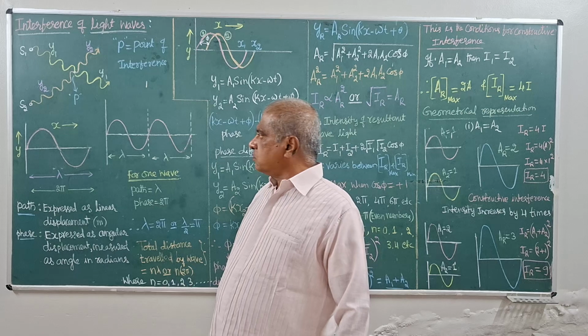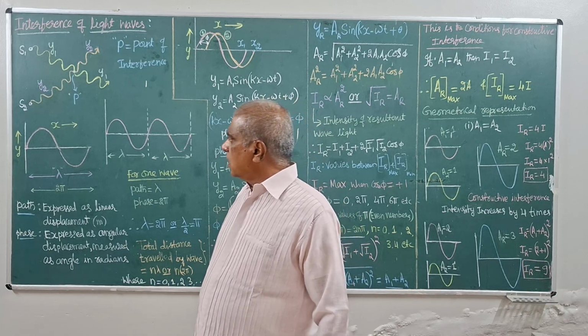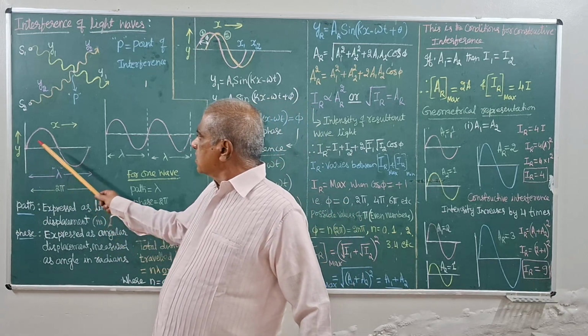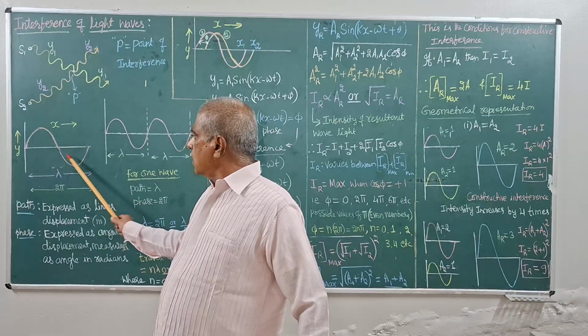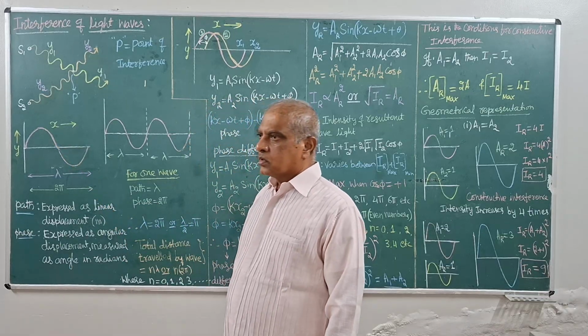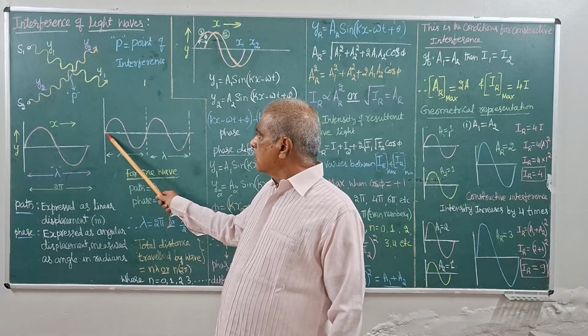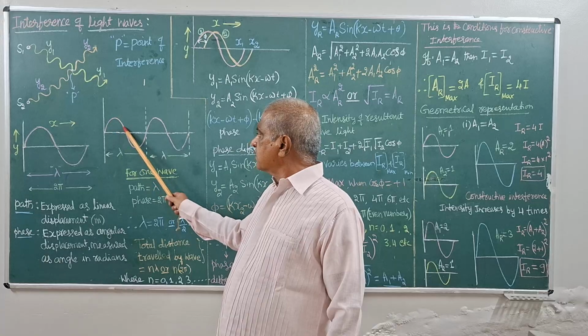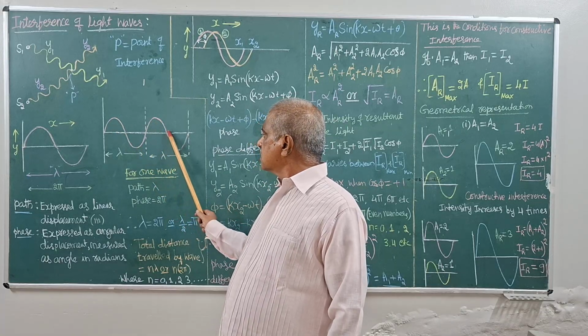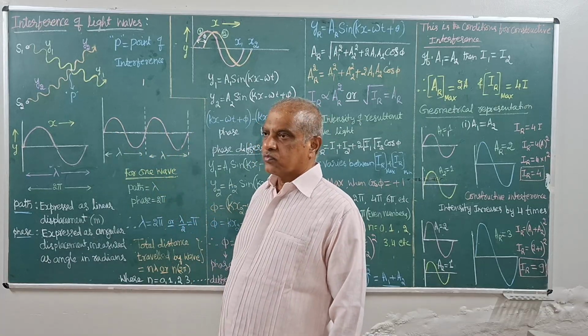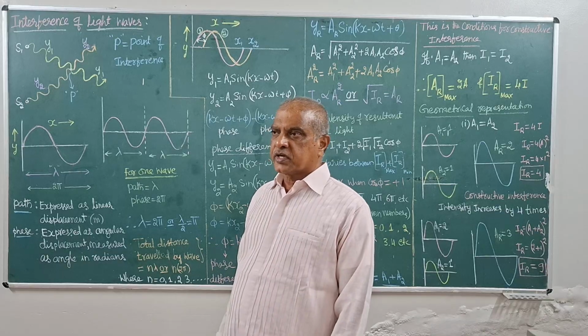It is a line with crest and trough. I mean, a line with a series of crests and a series of troughs like this. That is a representation.